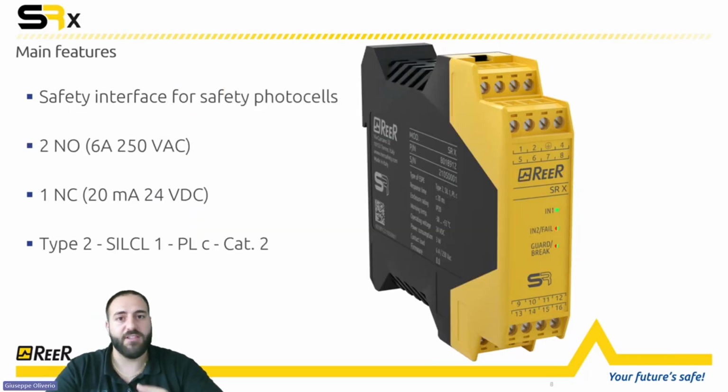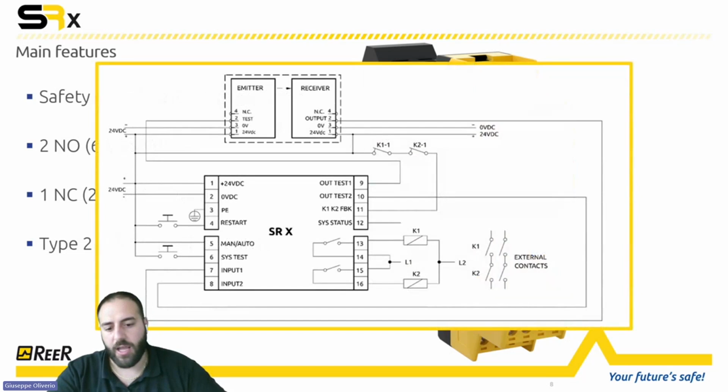Then we have the SRX, and the SRX is a dedicated interface for type 2 photocell. So if you have a type 2 single beam photocell, then you can use the SRX in order to have two normally open contacts in order to drive some actuators in a category 2 application, in a performance level C application. Here, as you can see, we send the test from the interface directly to the emitter.